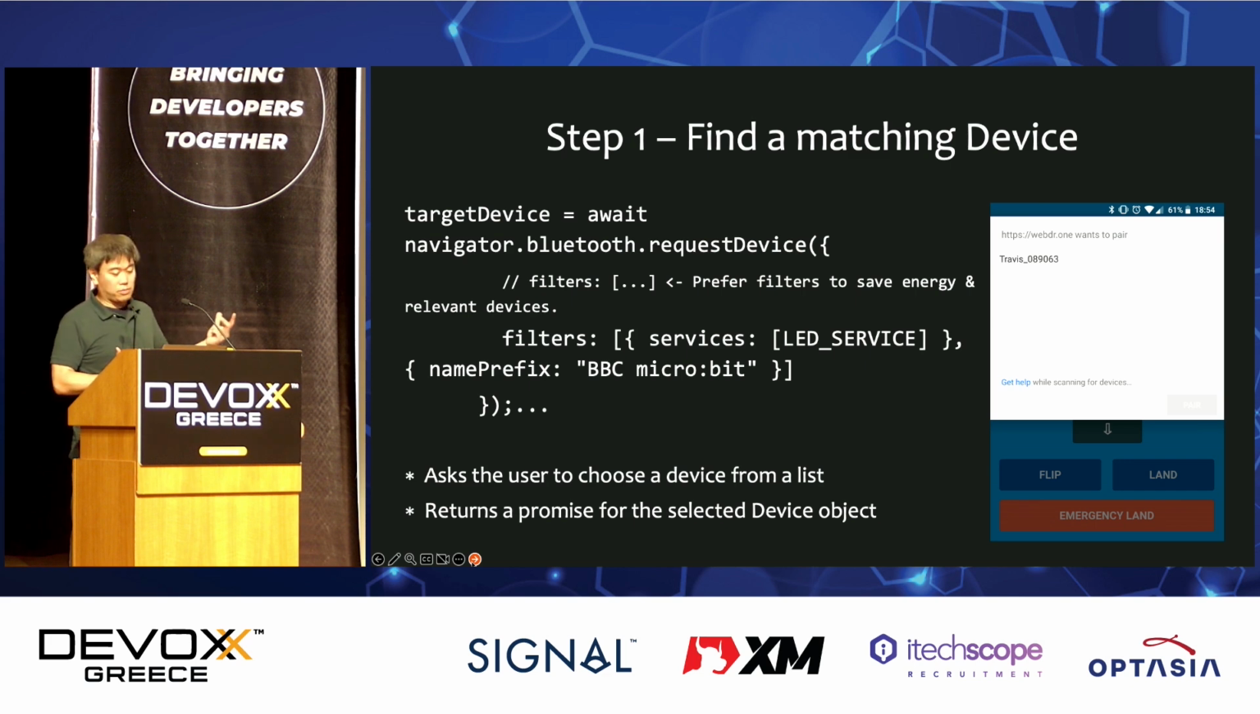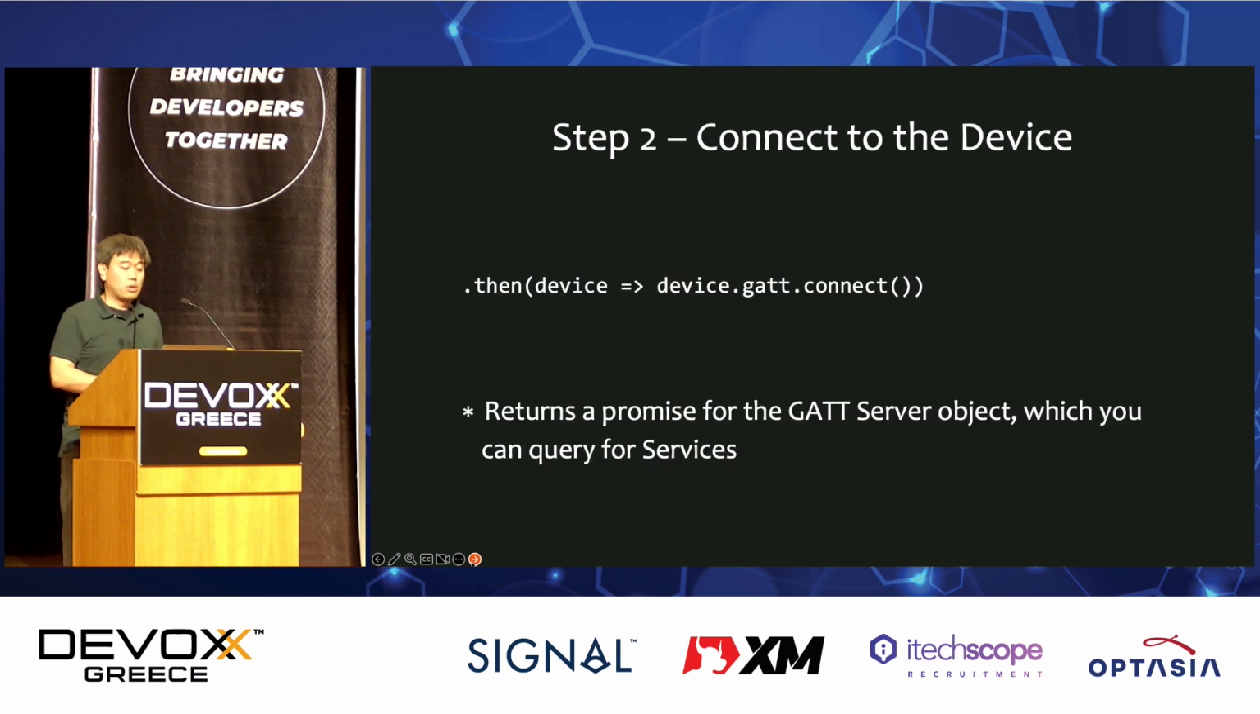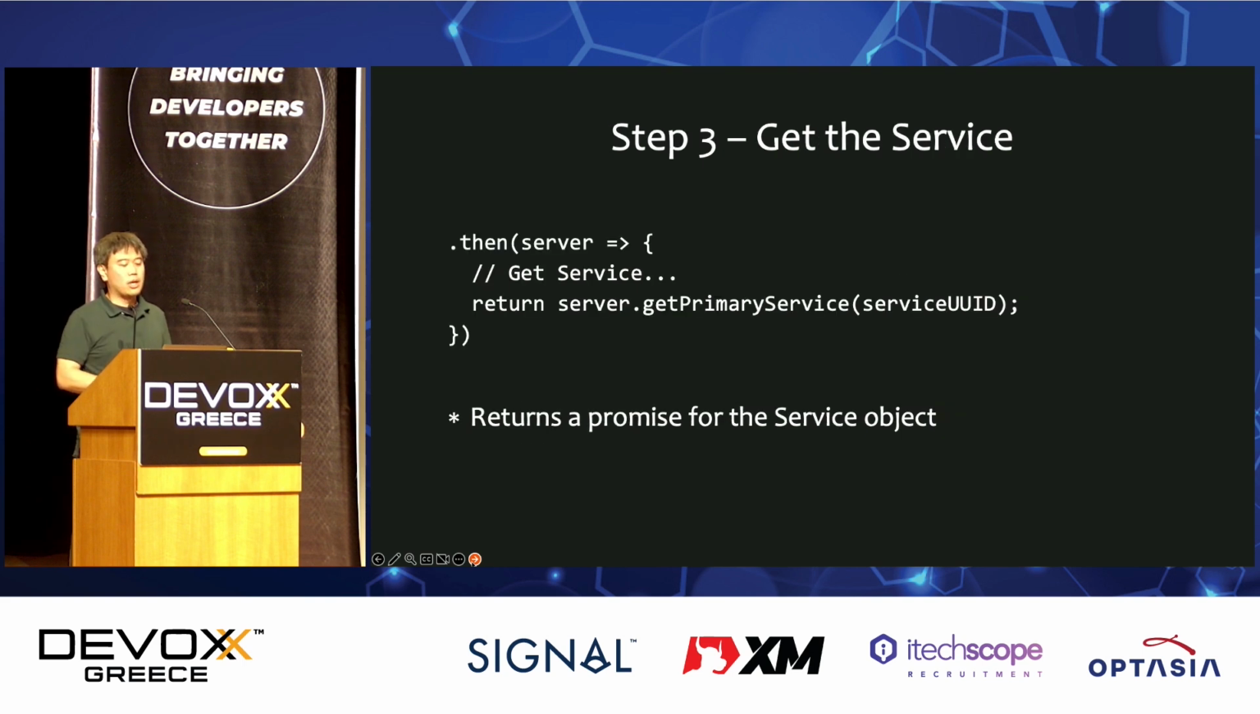It would prompt something like this. It would tell you which one you want to connect to, and then it would return the promise for a selected device object. And then step 2, you would connect to it, connect the device using GATT server. It would return a GATT server object, and then based from that GATT server, you have to understand which identifiers.